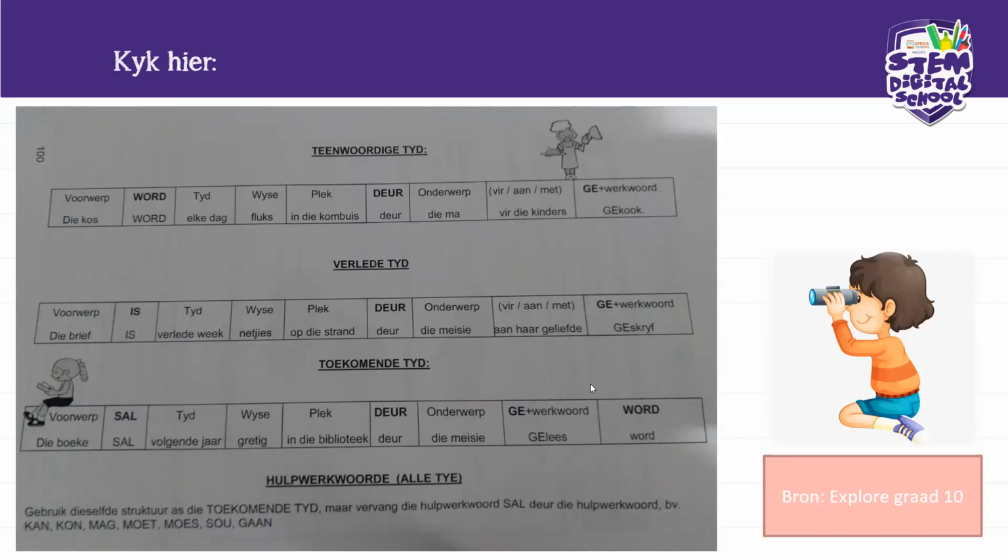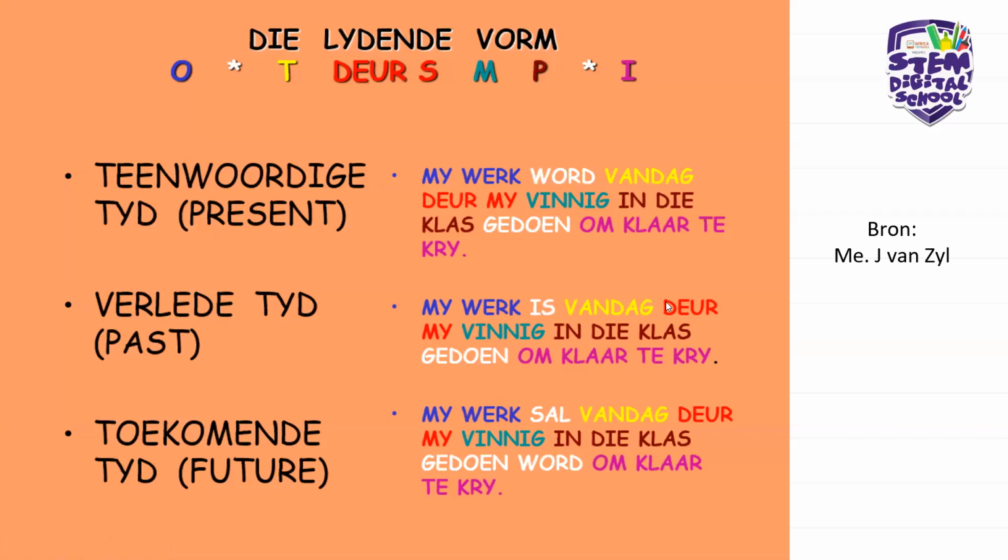Okay, guys, I hope you're all fine. Now, I wanted to show you this, just to give you an idea. When we look at Stompy, this is the way in which a Lydende sentence, a passive sentence, will look. There is Stompy. You'll see that the S, which stands for subject, and the O for object, change position. So the word is now otsmpi instead of stompi. So you'll see it changed.